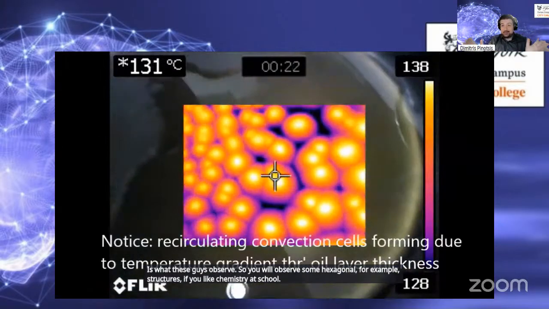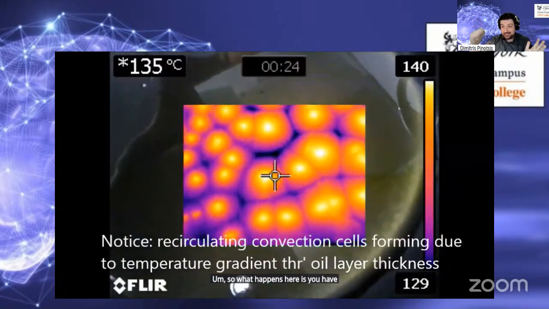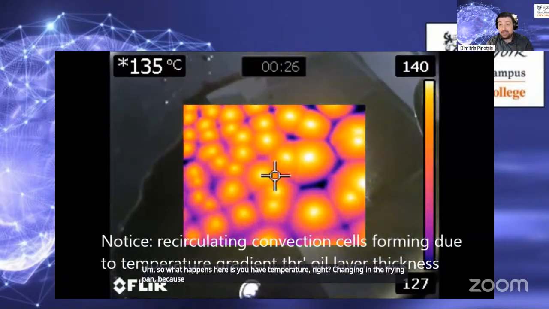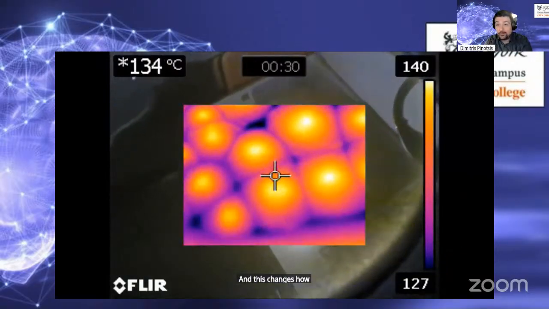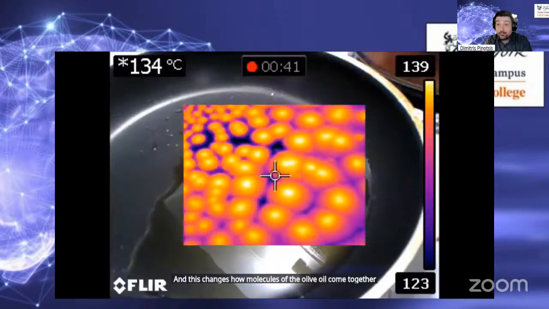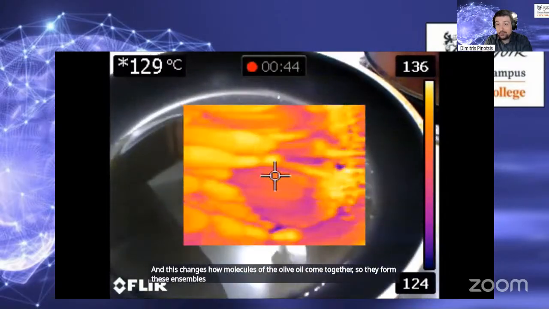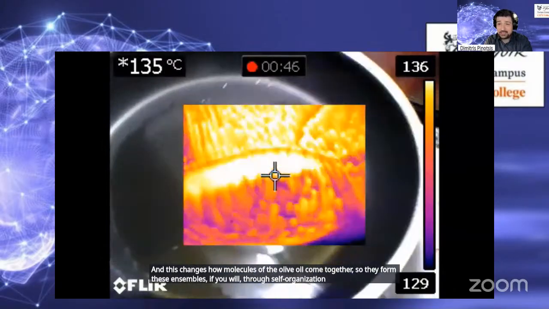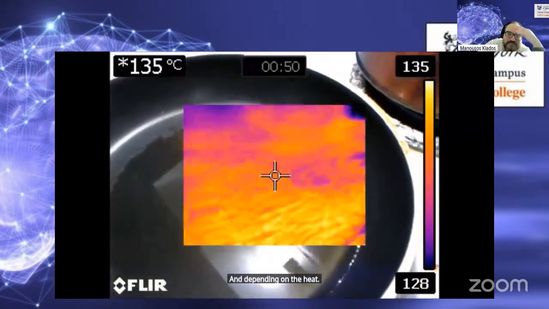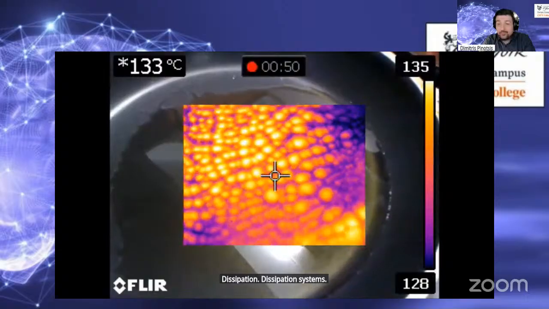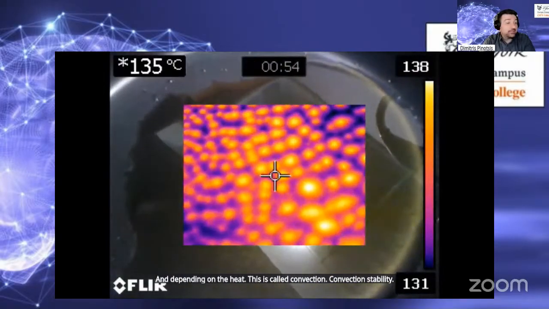What happens here is that the temperature changes in the frying pan because you have heat underneath. This changes how the molecules of the olive oil come together, so they form these ensembles through self-organization. This is well known in complex systems theory, in dissipative systems, and depending on the heat this is called convection instability.